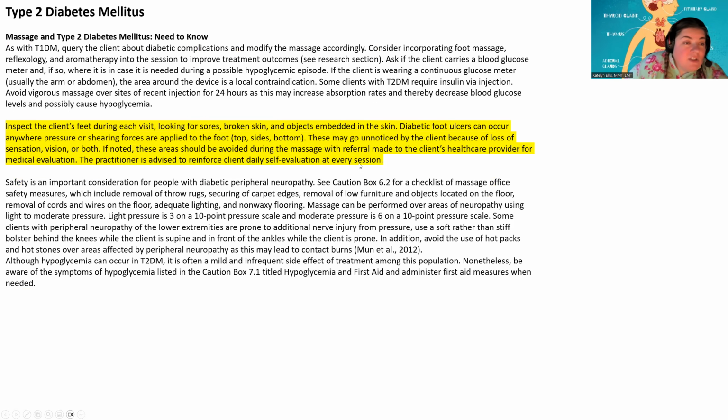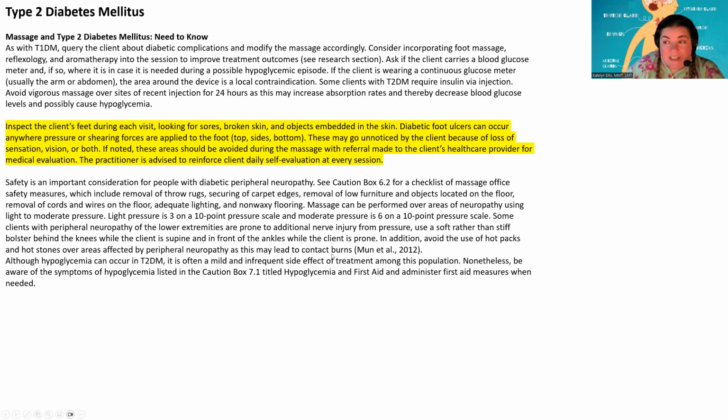What do you need to know about massaging someone with diabetes? The main thing is to watch out for a hypoglycemic episode. All right. So we're going to check out for if they have slurred speech, if they have cold and clammy skin, if they're sweating, if they're not feeling very well. All right. Watch out for these things. If they take injections of any type, you're going to avoid vigorous massage in that area for 24 hours. Okay.